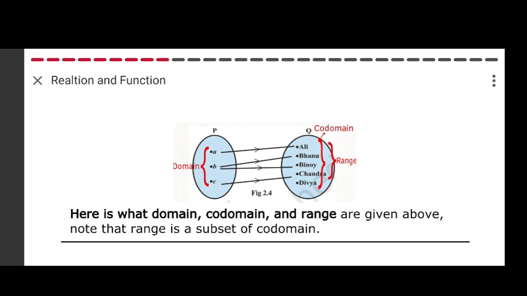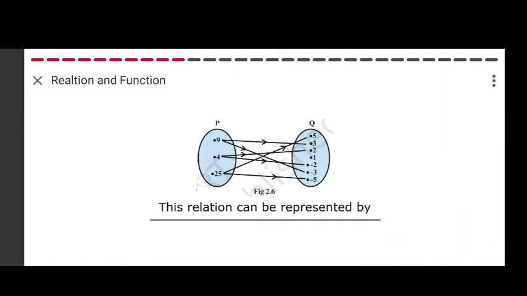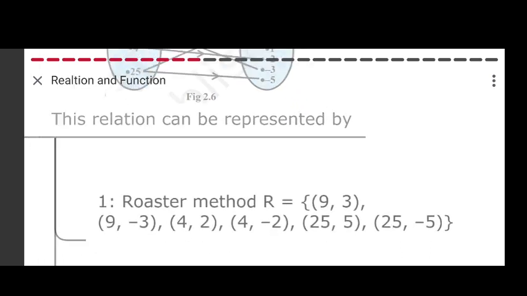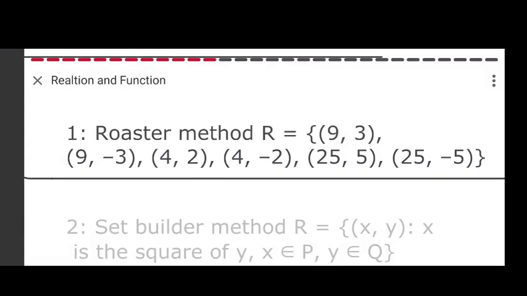Here is what domain, codomain, and range are given above. Note that range is a subset of codomain. This relation can be represented by the roster method: R = {(9, 3), (9, -3), (4, 2), (4, -2), (25, 5), (25, -5)}.